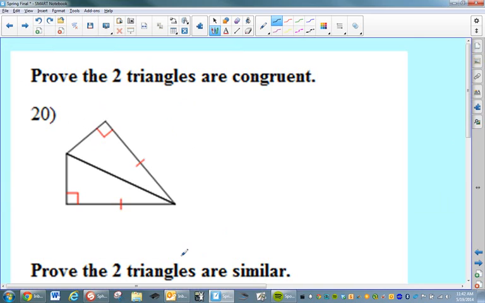Now, it doesn't say run a two-column proof, it just says to prove. To prove means you have to explain your reasoning. Richard, explain.